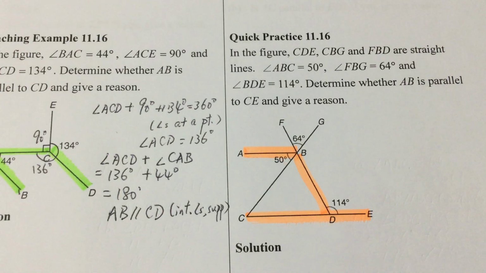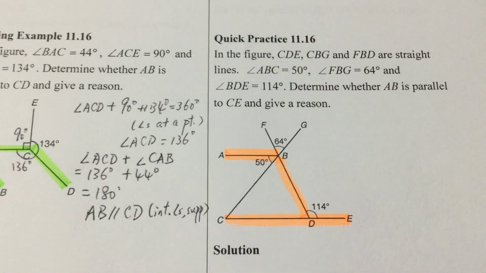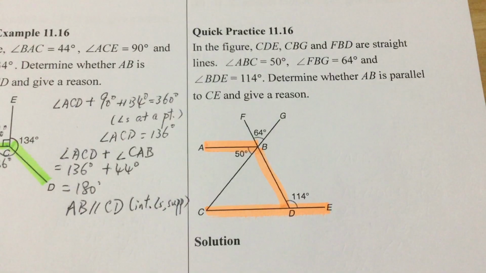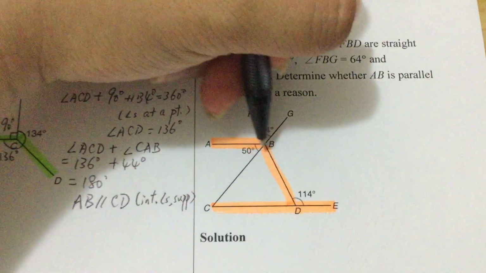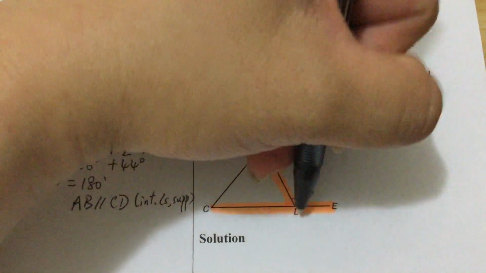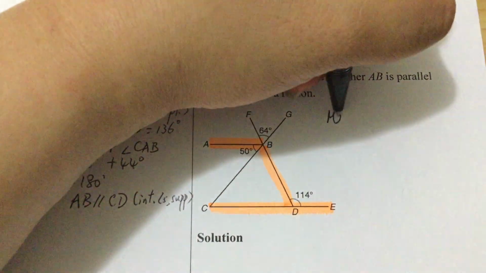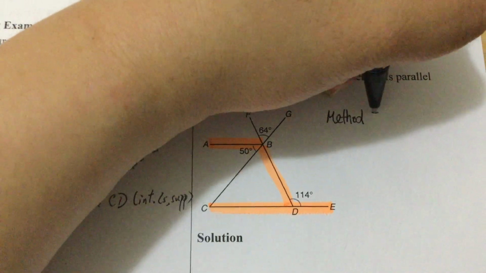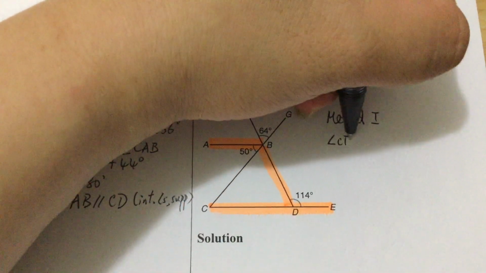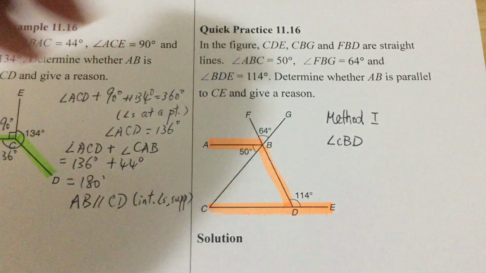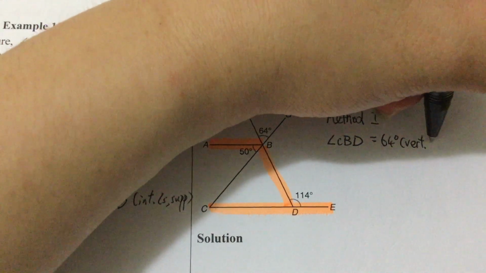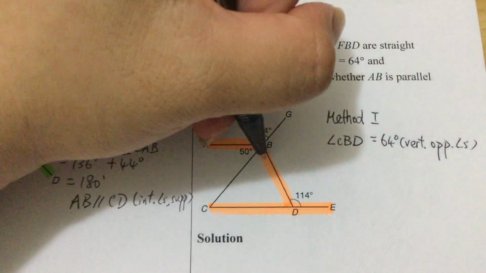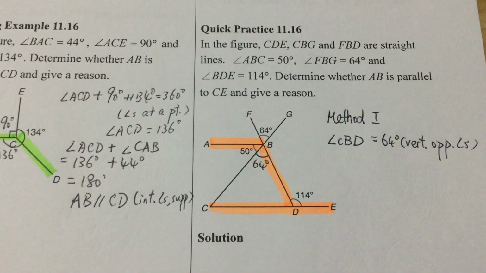Okay, now, if you cannot finish, just pause the video now, and I will show the answer for the quick practice 11.16. Let's do the question with BD first. I'm going to find out angle CBD first, because we can use alternate angles if we know that this angle is 114. So method 1, I'm going to use angle CBD. Obviously, you can directly know that the angle must be 64 immediately. This one is called vertical opposite angles. So this one is 64. This step we must know.